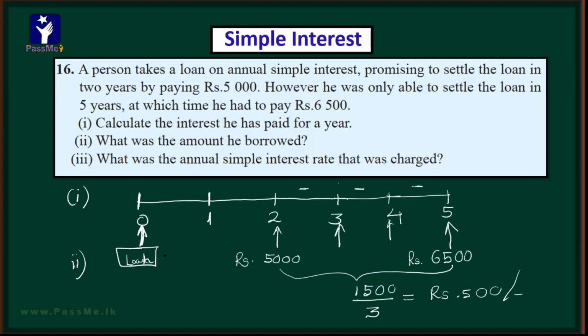So now we know that after 2 years, the person who took the loan has to pay 5,000. Now we calculate the value after 1 year. It should be 4,500. The loan should be 4,000. That is how the simple interest works.